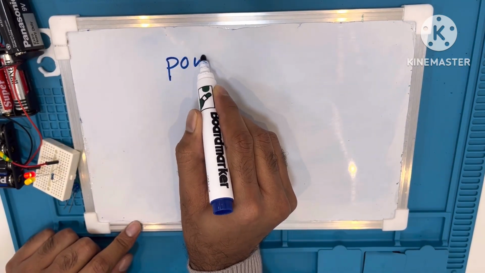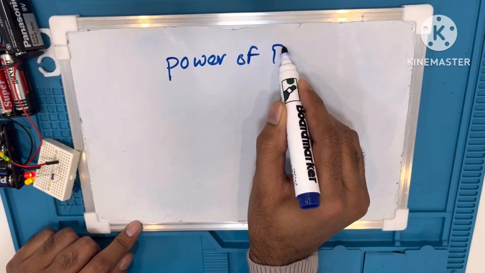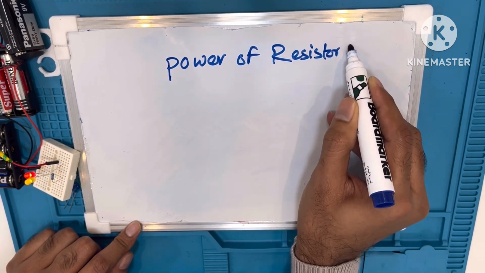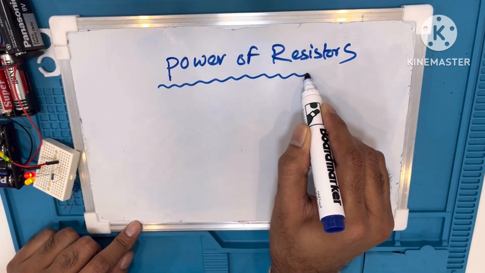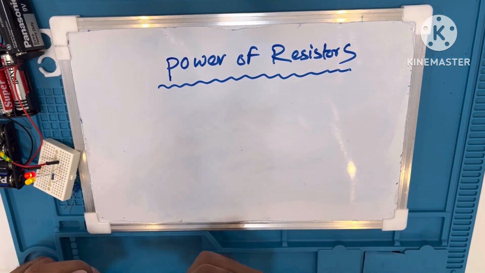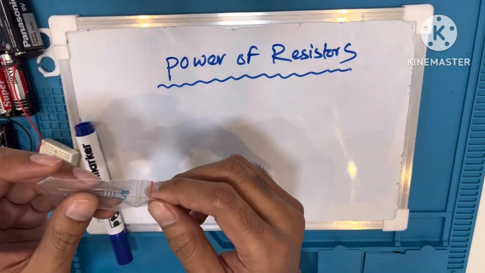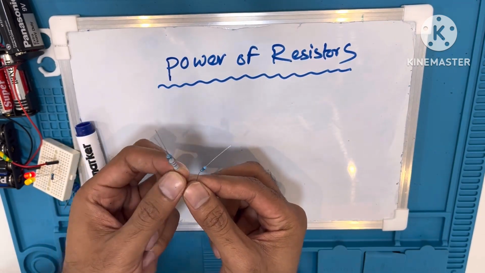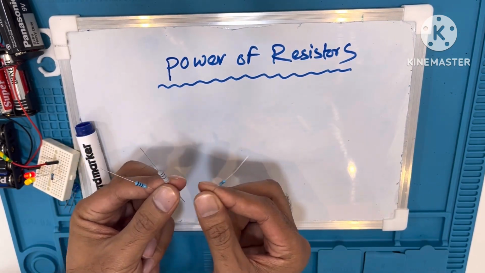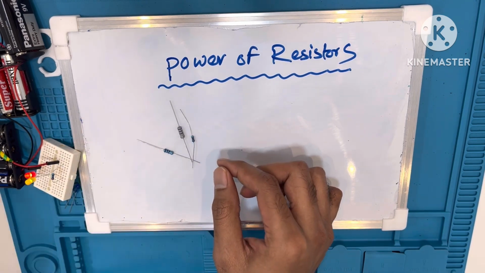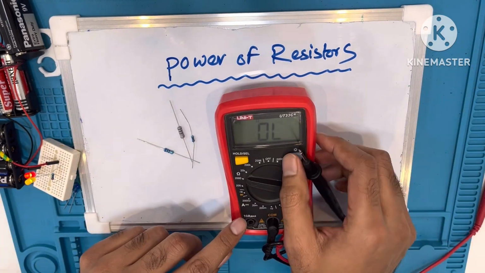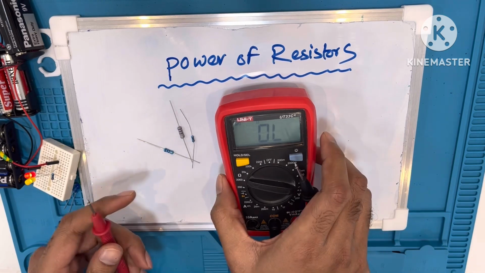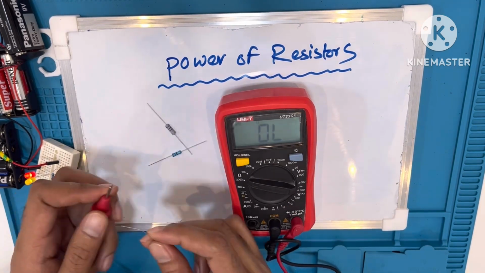Another important parameter for a resistor is power. We have to consider this power also when we connect the circuit. So what is the power of resistors? Here you can see three different sizes of resistor. Let's measure the value of these resistors. At first we will take the smallest resistor we have.